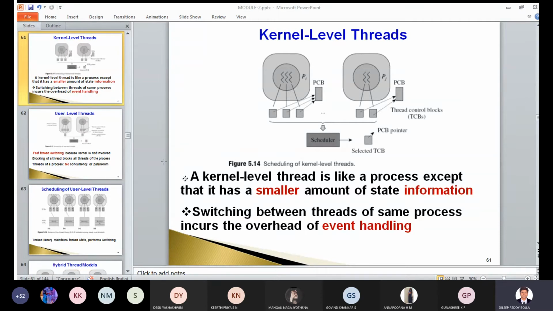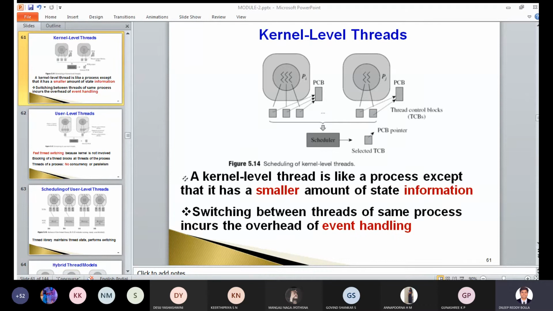When the event has been handled, the scheduler considers all the TCBs of the threads and selects a ready thread. Once we complete handling, we should make sure whether this thread is ready, blocked, or in the running state. So the scheduler will decide the state of that thread based on the CPU: whether it is running, ready, or blocked. That is decided by the scheduler.